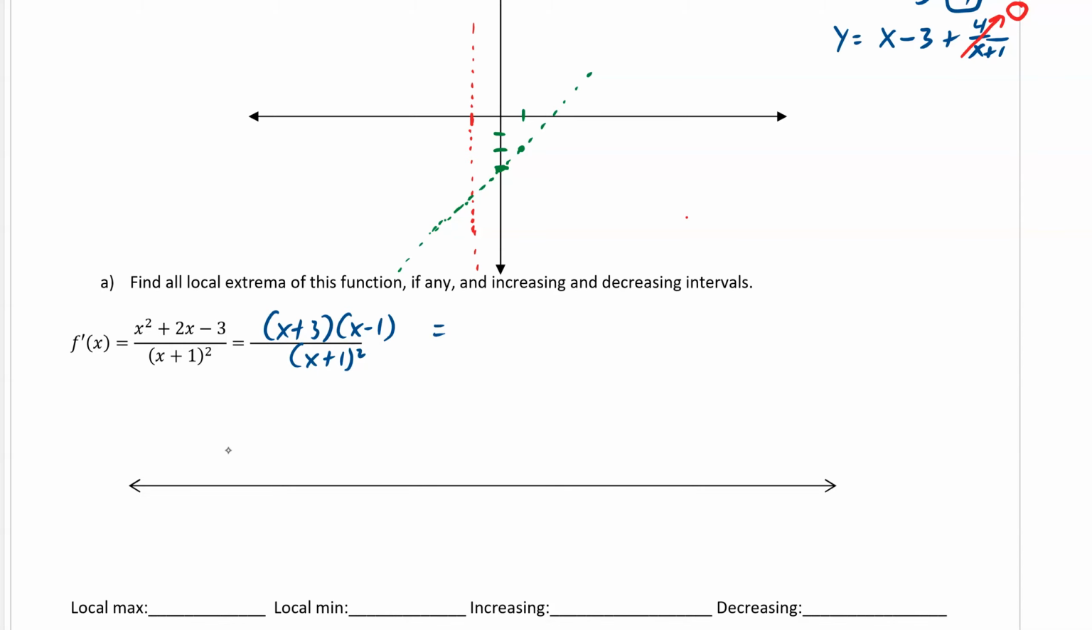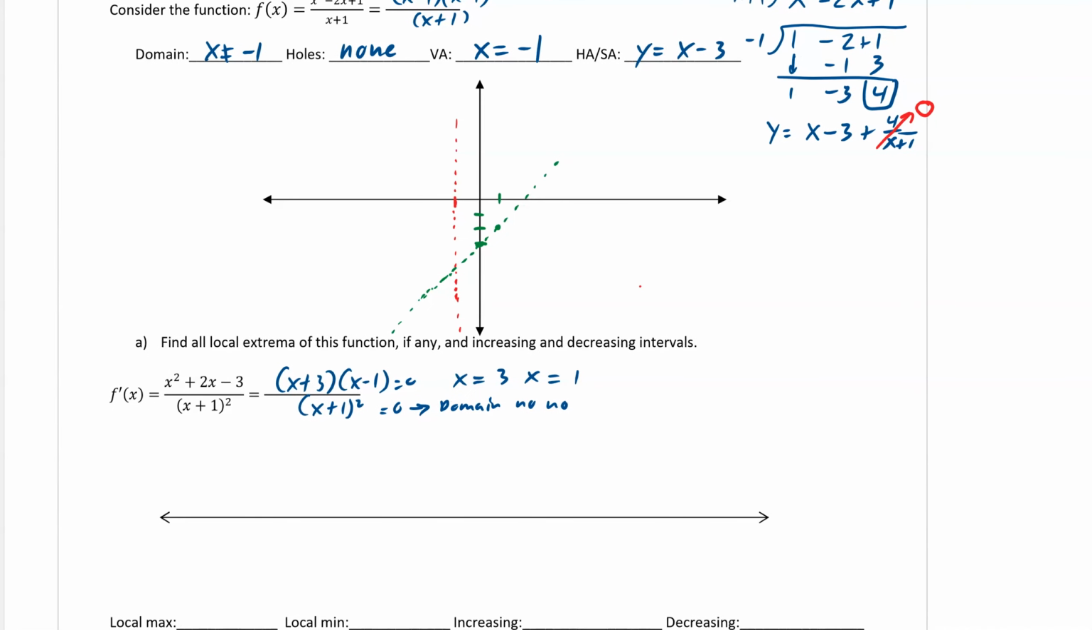And then the top would give us x equals negative 3 and x equals 1, right? So we set the top equal to 0, bottom equal to 0, but that is a domain issue. It's a domain no-no. So all we have to deal with is our 1 and negative 3 and the domain. So we still have to put that on there because it's a vertical asymptote. So I like to just draw a vertical line here at negative 1 and even put like a little open dot here.